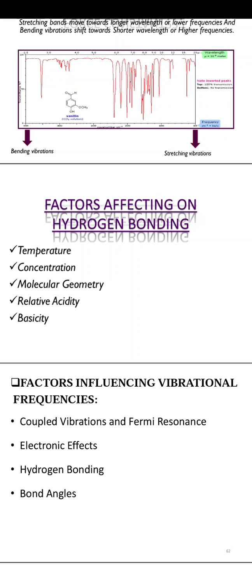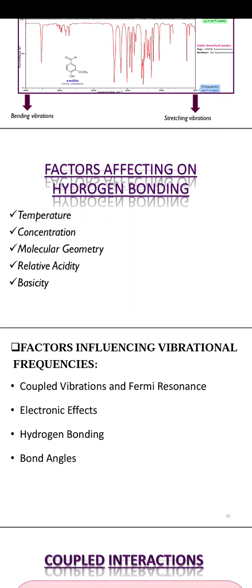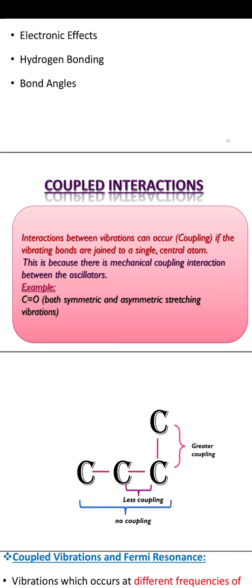Now I told you atomic mass and bond strength are the two main factors influencing the vibrational frequencies, which we have already studied briefly. Some other things also affect the vibrational frequency. First is coupled interaction. Coupled interaction means that coupling between vibrations occurs if the vibrating bonds are joined to a single central atom.